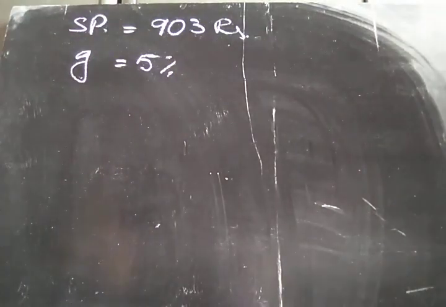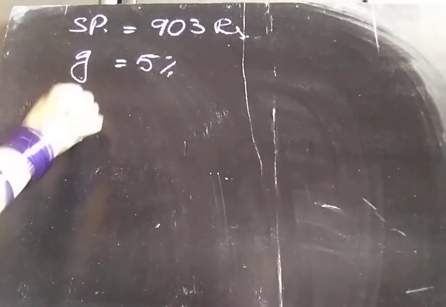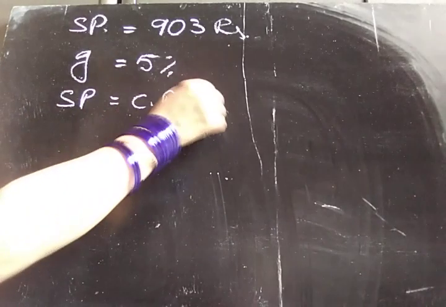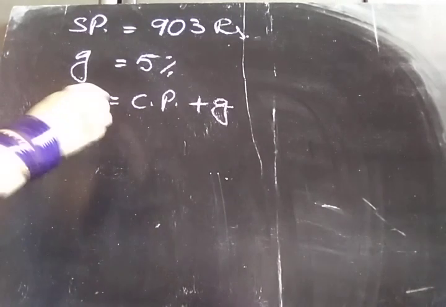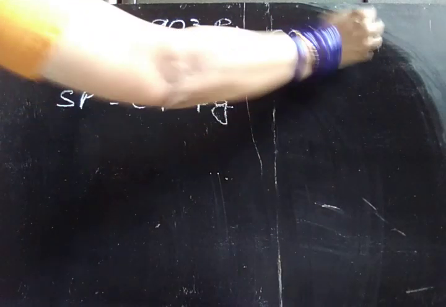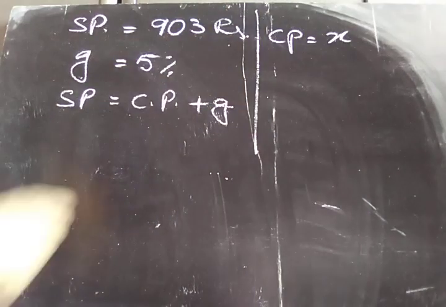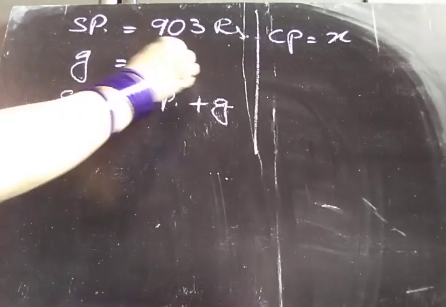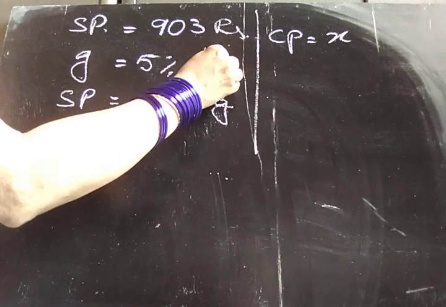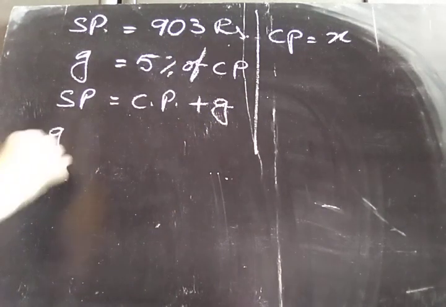Gain means profit. What is the formula for profit? SP minus CP. SP is equal to CP plus gain. Here CP, let it be x. CP only you have to find, right? Now, how to find the gain here? Gain is 5% of CP only, right? So, gain is equal to 5% of CP.